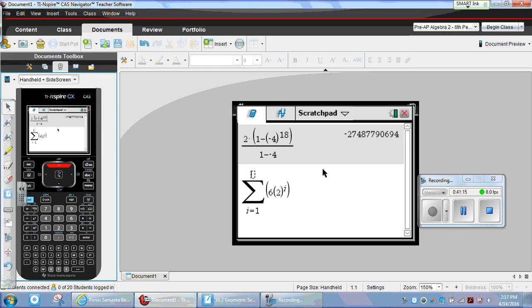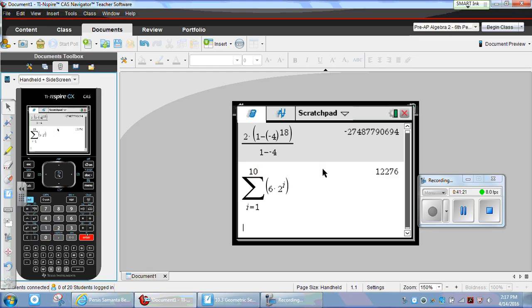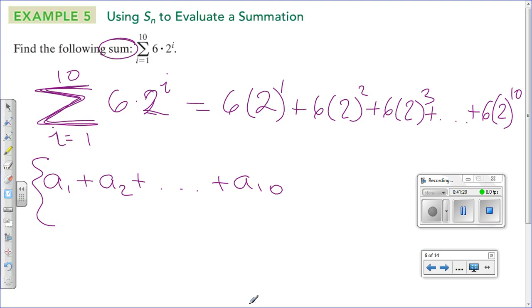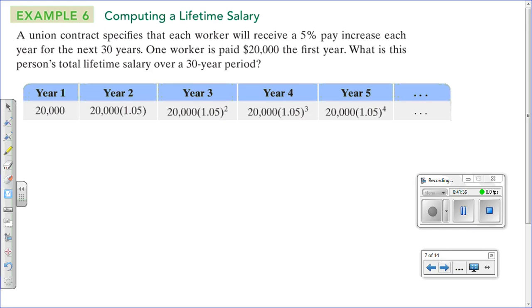So the upper limit is 10. Okay. So I gave you guys the answer. 12,276. Oh, next problem. All right.